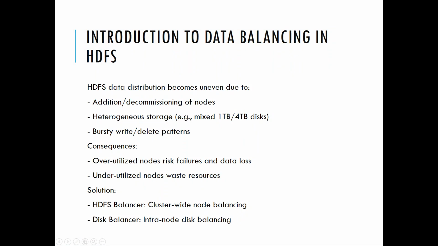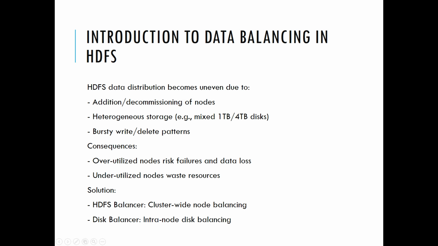Welcome to this guide on data balancing in Hadoop Distributed File System, or HDFS. In large-scale systems, data often becomes unevenly distributed. This can happen due to adding or removing nodes, using disks of different sizes, or inconsistent data write and delete patterns. As a result, some nodes may become overutilized, increasing the risk of failures and potential data loss. On the other hand, underutilized nodes lead to wasted storage resources.